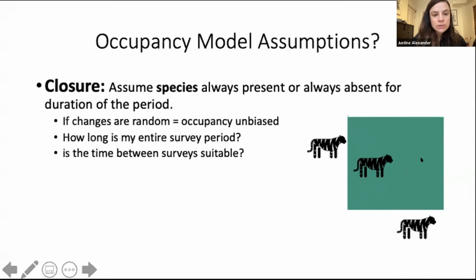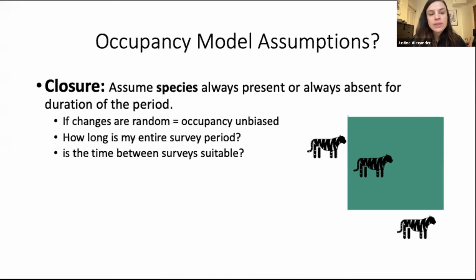And these are just two questions to consider when you're doing your survey: how long does my entire survey period have to be to try to ensure there is closure? For example, if you're doing camera trapping of snow leopards to do occupancy, you might not want to leave them out for an entire year, because snow leopards are going to give birth, or there might be some snow leopards that die, right? Under the assumption of closure.